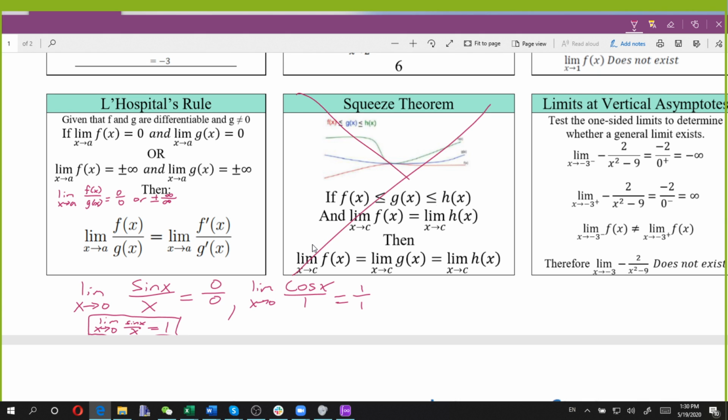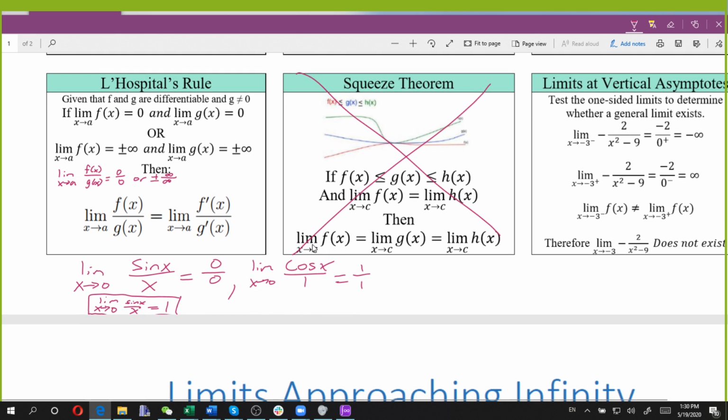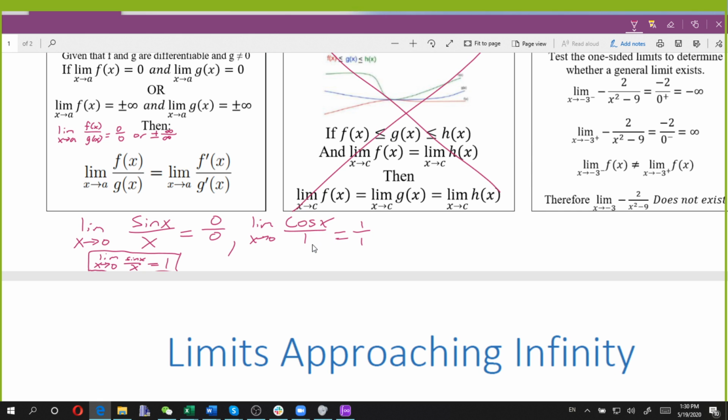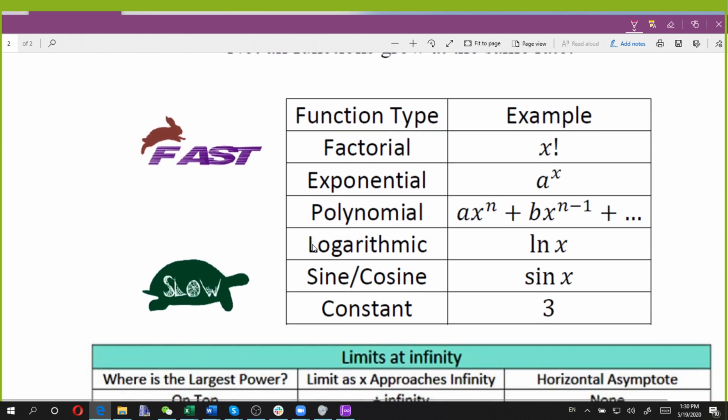Squeeze theorem is not on your final exam. Limits at vertical asymptotes, I've got examples that I've sent through the WeChat, so I'm not going to focus on that right now. But I do want to talk about limits at infinity.